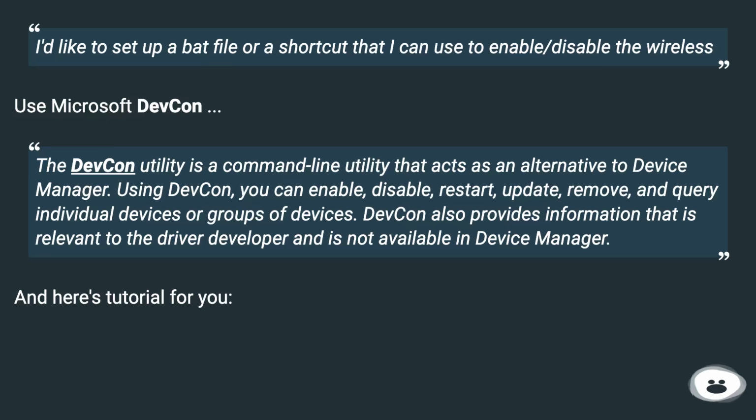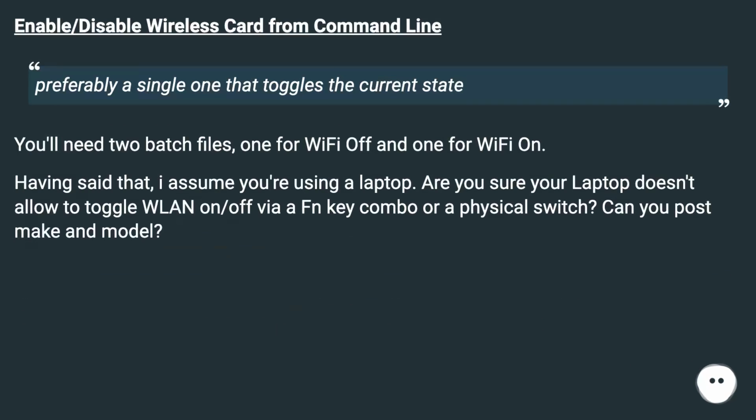And here's a tutorial for you. Enable/disable wireless card from command line. Preferably a single one that toggles the current state. You'll need two batch files, one for Wi-Fi off and one for Wi-Fi on. Having said that, I assume you're using a laptop. Are you sure your laptop doesn't allow toggling WLAN on/off via an Fn key combo or a physical switch? Can you post make and model?